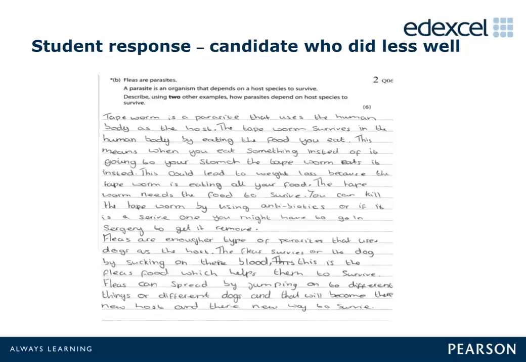The next 4 slides are about question 6b, the 6-mark question on the foundation paper. A common issue was candidates not being able to state 2 other parasites and give a good description of their method of feeding on the host. This candidate gave a good description of the tapeworm, but the second parasite they mentioned was the flea, which was given at the start of the question.